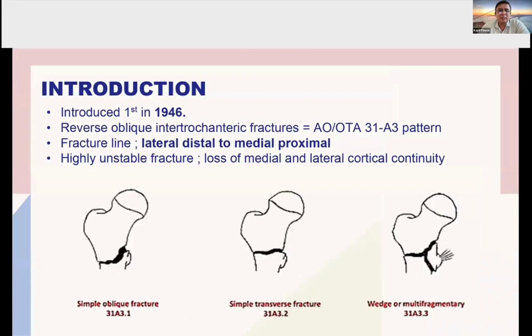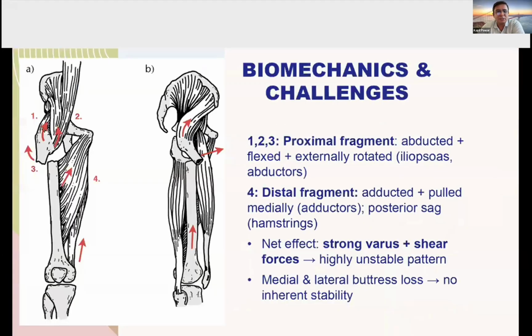As we said in the OTA and AO classification, as Dr. Deepak told, it is classified as A3, with one being lateral, distal, medial, proximal, two being transverse, and three being multifragmentary. They are basically unstable fractures where the lateral wall continuity is lost, and that makes them special.